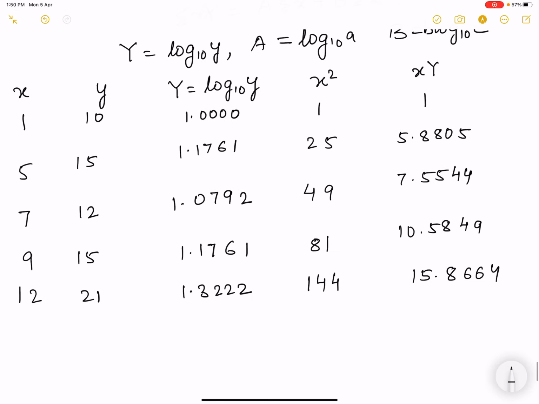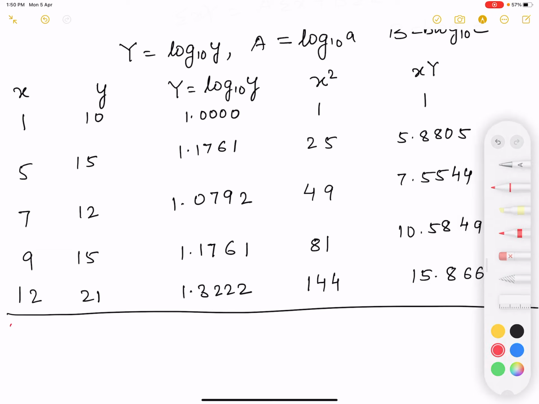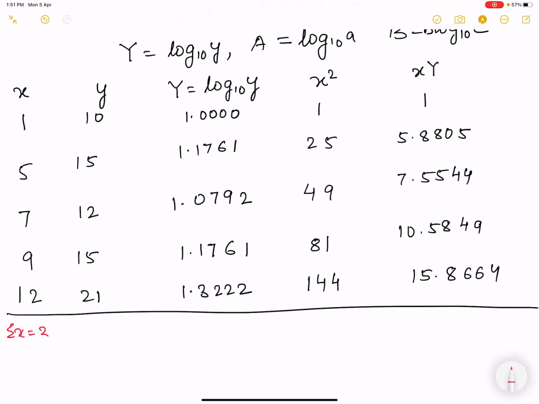Since the table is completed, now I will find the sigma values. So what is sigma x? It is coming out to be 34, which is needed for the question. We need sigma capital Y, which is 5.753. Now we need the value of sigma x square, which is coming out to be 300, and similarly the value of sigma small x capital Y, which is 40.8862.